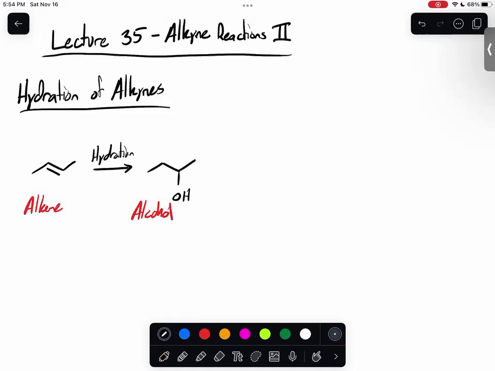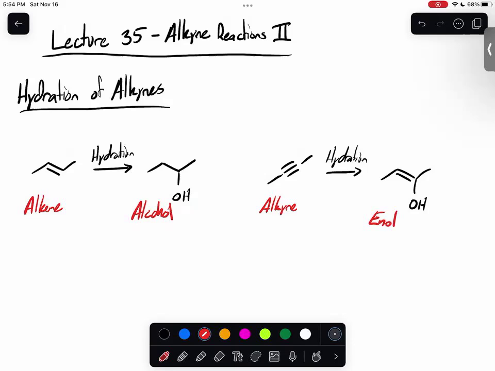Now let's say we try and do the same thing, but on an alkyne, right? If we try and do a hydration of this alkyne, we don't just end up with an alcohol, right? We end up in a situation where there's now an alkene by this alcohol. And now, if you were studying your functional groups earlier in the semester, you might actually recognize this functional group as not being an alcohol, but rather this right here is called an enol.